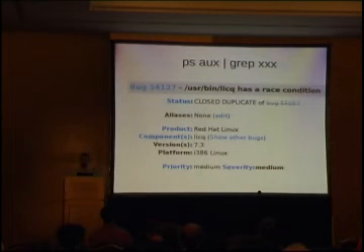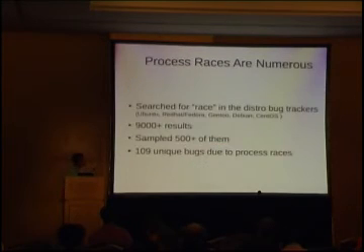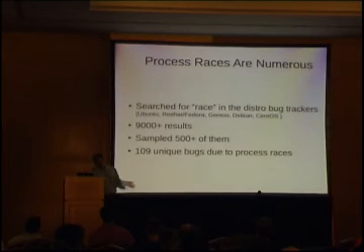And we studied how common process races are in real systems. Are there many of them? Answer is yes. So we searched for the word race in 6 different bug tracking systems of the popular distributions. We found 9,000 results, and we sampled 500 of them. Among those 500 samples, we found 109 unique bugs due to process races. And if you were to extrapolate those 500 samples to the 9,000 results, we would be talking about roughly 2,000 bugs due to process races. So yes, process races are numerous.